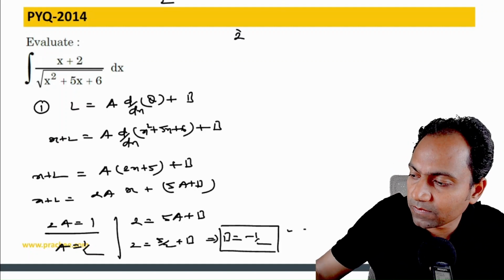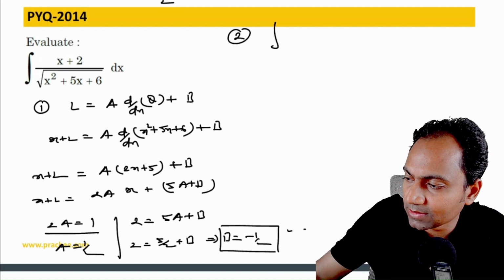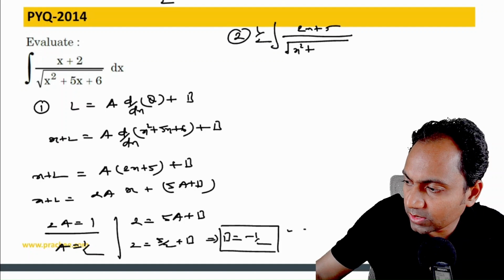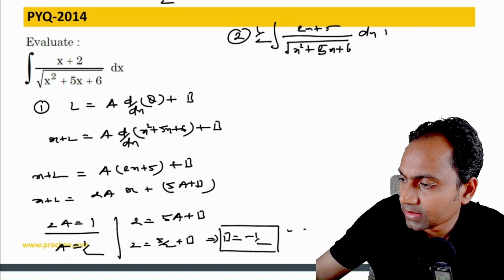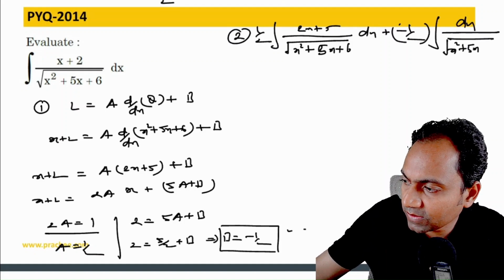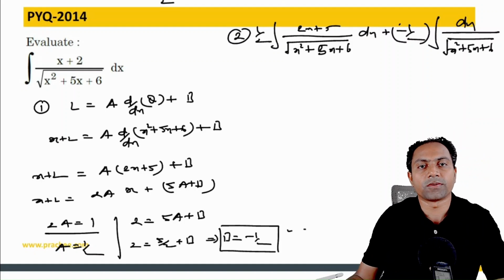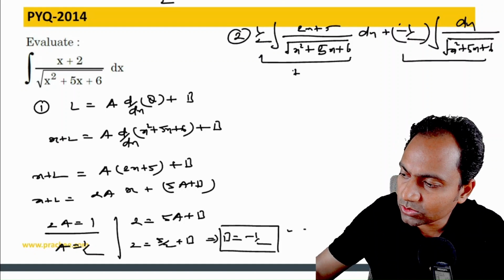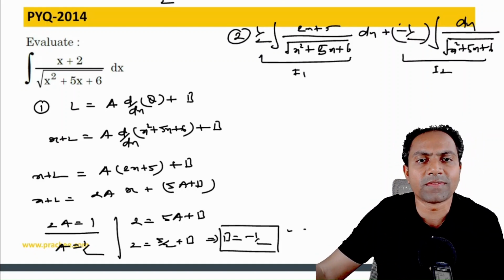In the next step, we are going to rewrite the numerator as a times the derivative of the denominator plus b. So a is 1 by 2, and the differentiation of the quadratic is 2x plus 5, by root of x square plus 5x plus 6 dx, and plus b, that is minus 1 by 2 integration of dx by root of x square plus 5x plus 6. This we need to find. So you can see that now we have got two integrals. This is integral 1, this is integral 2. Let us call them I1 and I2. Let us find the value and substitute it.